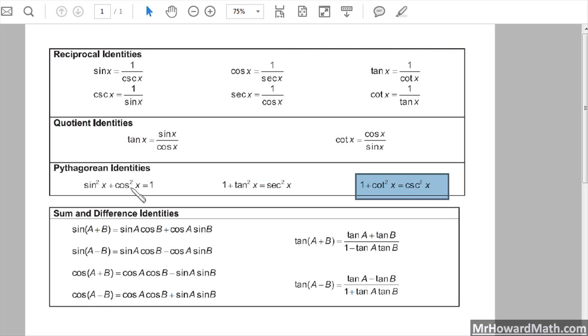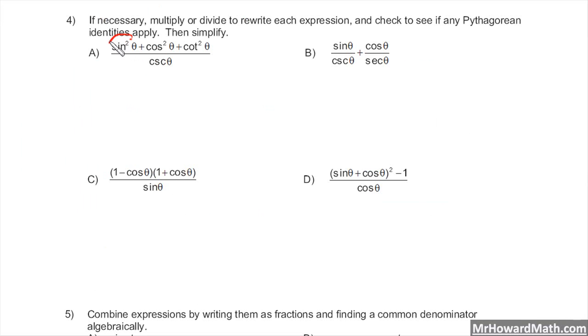So first, sine squared x plus cosine squared x equals 1. We're going to use that first. So we have that right here. Sine squared theta plus cosine squared theta is 1. So we're left with 1 plus cotangent squared theta. So I replace this with that 1 right there. And then that's all over the cosecant theta.